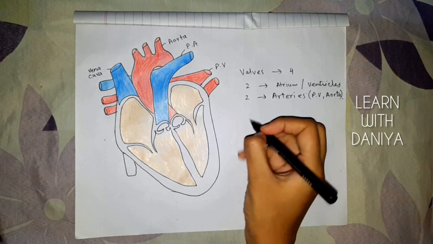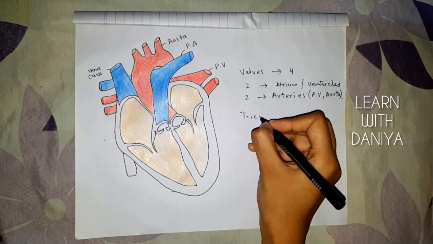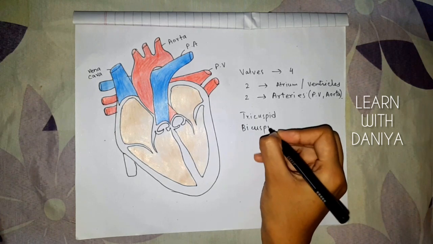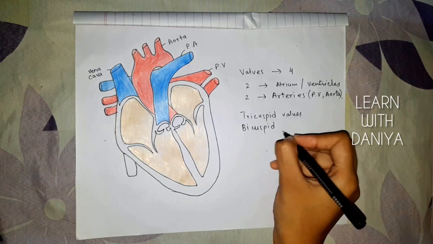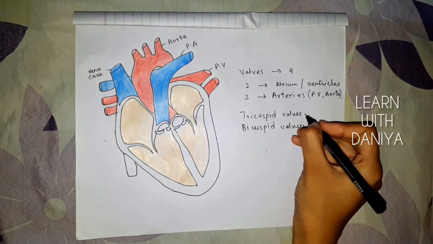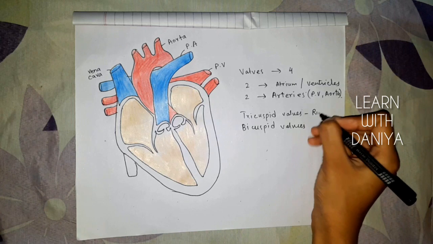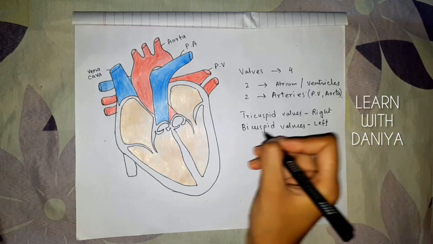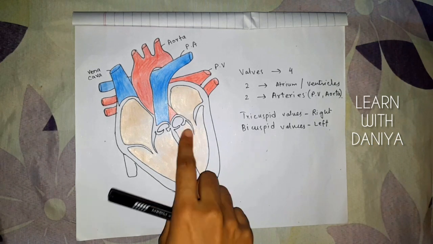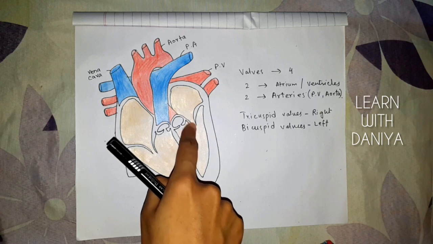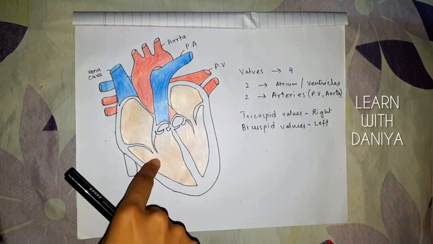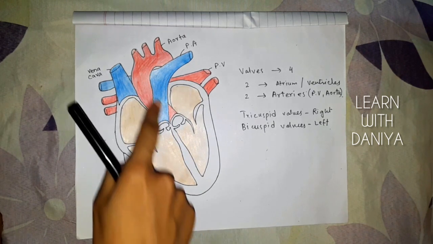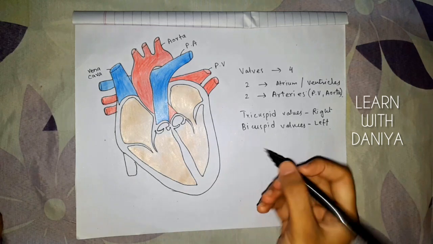The valves which are in between the atria and ventricles are called the tricuspid and bicuspid valves. The tricuspid valve is on the right side and the bicuspid valve is on the left side. Bicuspid means there are two flaps of the valve on the left side of the heart, and tricuspid means there are three flaps in between the right atrium and right ventricle. The valves which are in between the ventricles and the arising arteries are the semilunar valves.